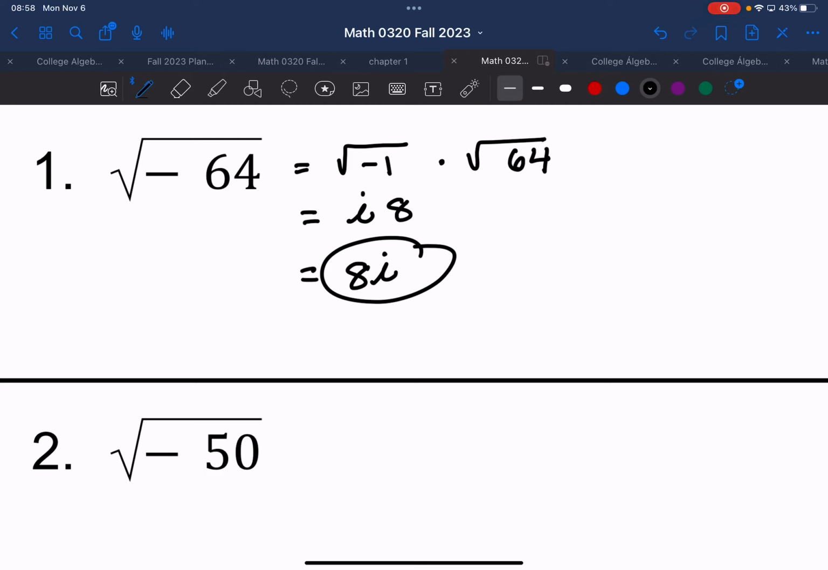And that's it for imaginary numbers. Just if we have a negative under a radical, it turns into an i.